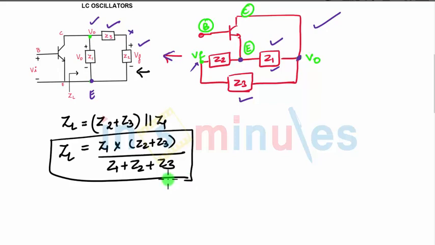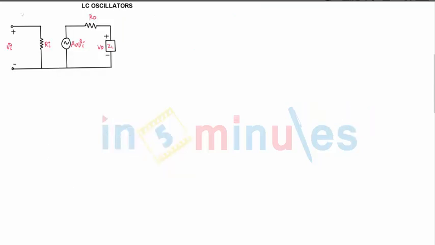Now what we can do, we can replace the transistor with its AC equivalent circuit. That means we can replace this with its AC equivalent. You can say at the input you have the resistance, and at the output you have the dependent current source, which can be shown as like this. You have a dependent voltage source AV into VI.